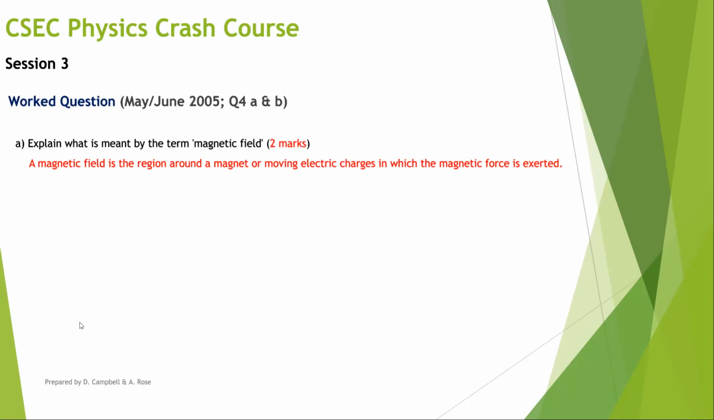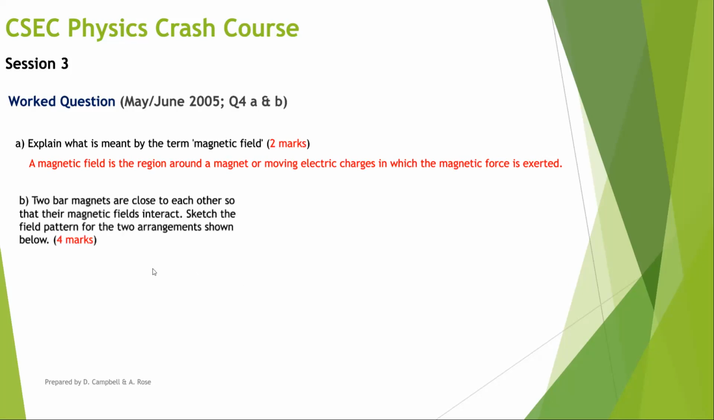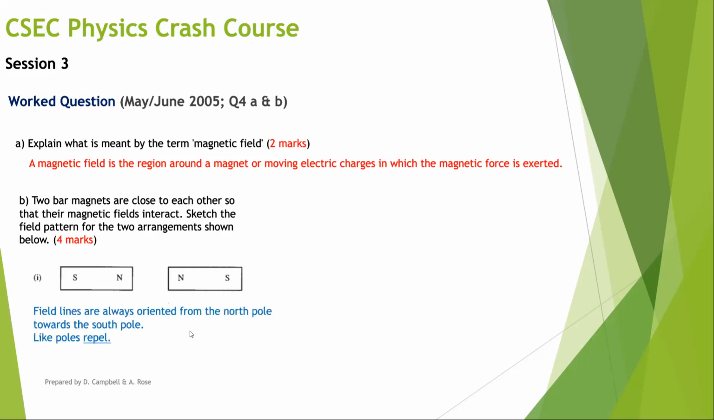For part B, we are asked to sketch the field pattern for two arrangements of bar magnets that are placed close to each other. For the first one, notice we have two north poles interacting with each other. And as we know, like poles will repel each other.